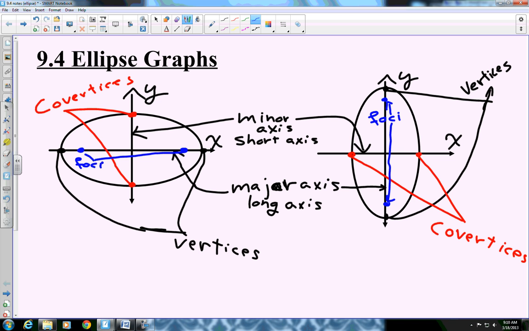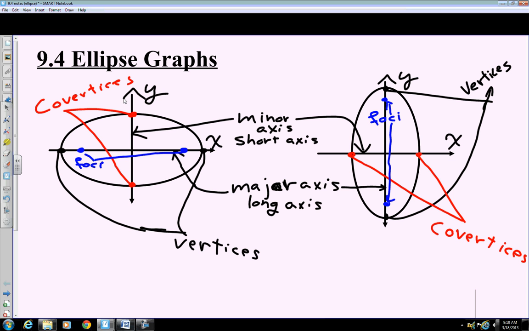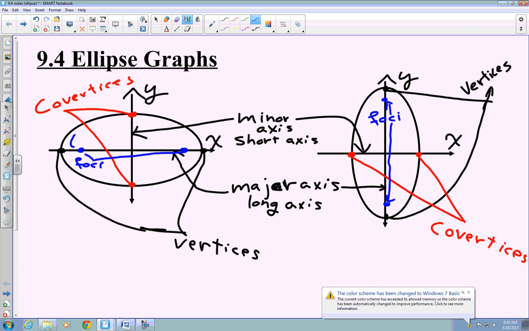Now, I'm going to go back and we use specific letters to label each one of these, so that when we look at the formula, stuff is going to make sense. Okay, so the foci we use C. So this would be negative C,0 and C,0 for the foci if it's on the x-axis. If it's on the y-axis, it would be 0,C and 0,negative C. So C is what we use for the foci.